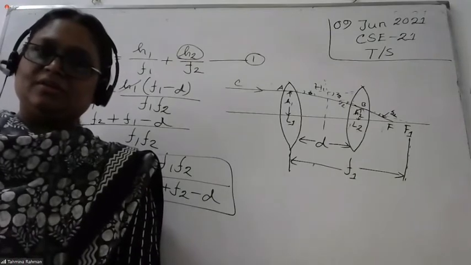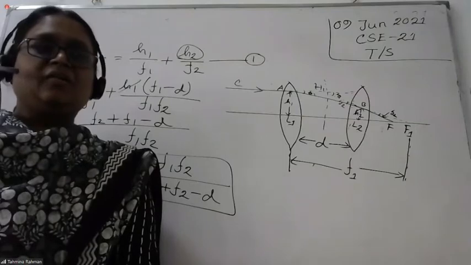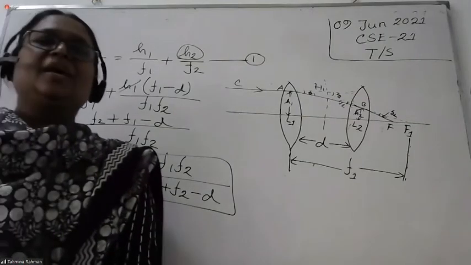3.33 centimeter. 3.3. What is the value of d? d এর ভ্যালু কি তাহলে? Zero. d এর value 0.